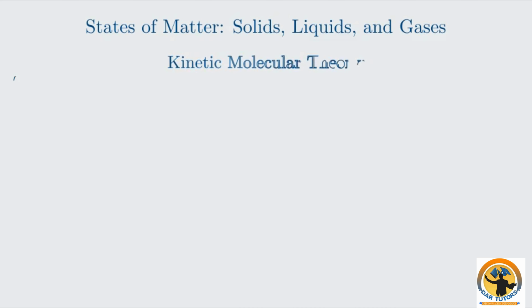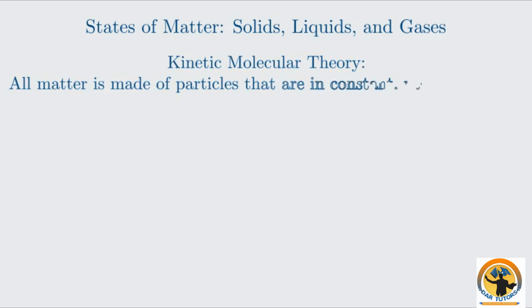This theory states that all matter is made of particles that are in constant random motion. The state of matter a substance is in depends on two main factors: the distances between the particles and the forces of attraction between them.